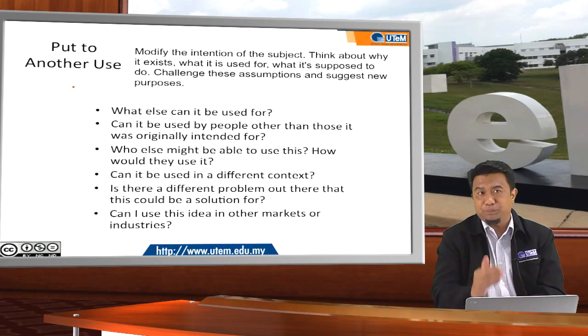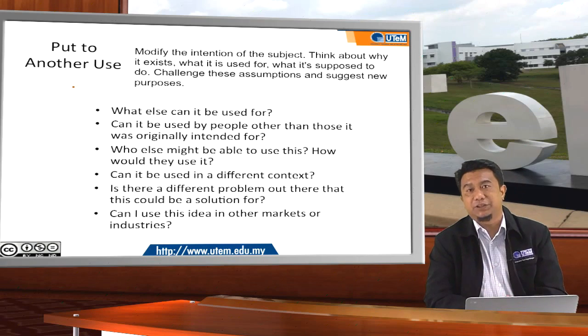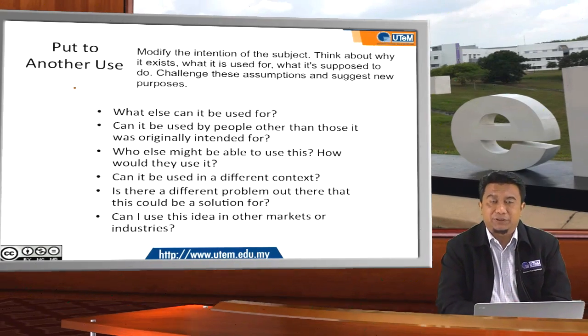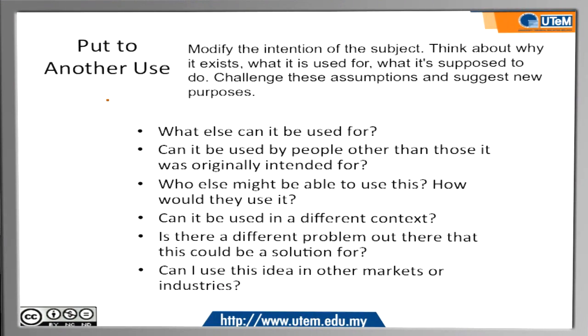Now, when you use P, which is put to another use, some examples of the questions include: what else can it be used for? Can it be used by people other than those it was originally intended for? Who else might be able to use this? How would they use it? Can it be used in a different context? Is there a different problem out there that this could be a solution for? And can I use this idea in other markets or industries?